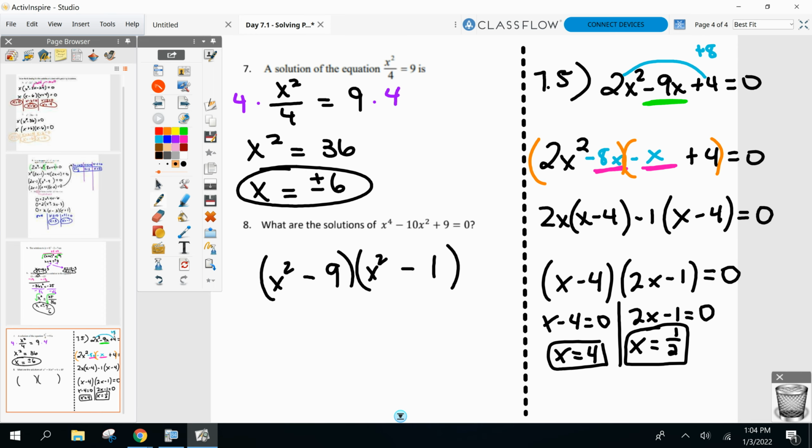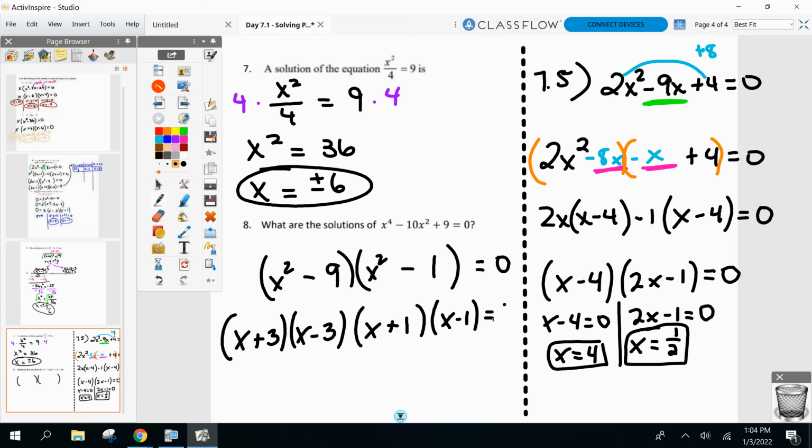Wait a second. How many answers are we supposed to have? I only see I could have possibly 2 here. What are you telling me about x squared minus 9? It's perfect. Keep going. X plus 3, x minus 3. A lot of students don't think you can do it, but we can keep going. X squared minus 1, that's perfect squares again. X plus 1 and x minus 1. There's your 4 answers.